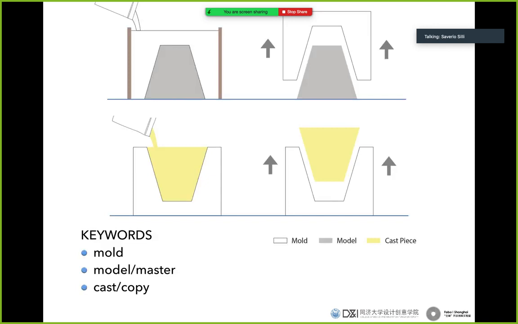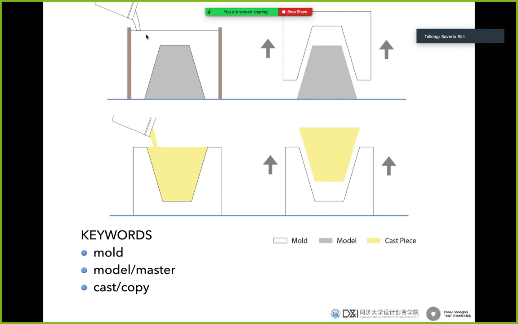So, keywords. In molding and casting, we have molds, we have a model, or also called a master, and then we have casts, that is also called a copy. So if you take a look in this image, this gray object, this is the model. So it is something you make. It's an original piece. You only have one of this piece. It could be, for example, an artifact from, I don't know, an archaeological site, whatever. Or it could be something that you 3D print. It can also be something that you CNC mill. Like the one that we will make.